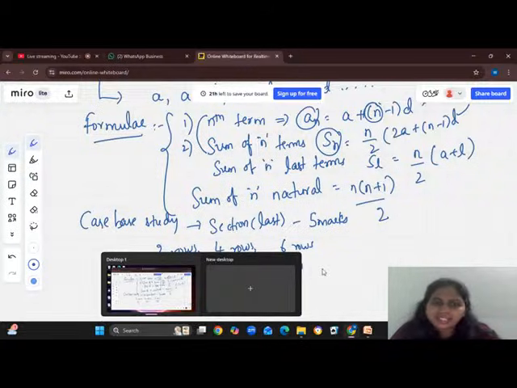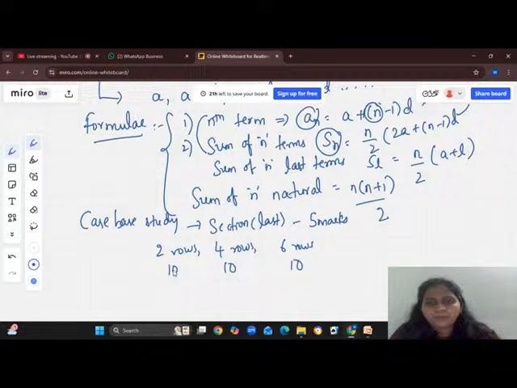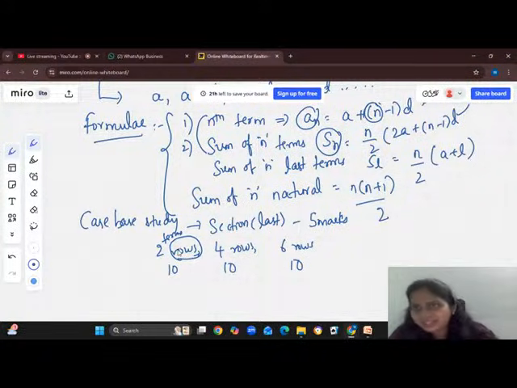They asked you to find the sum of the rows, and also the nth term. Simple. Here, in the place of rows, you have to write terms. They will just change the words. Every time they don't ask you first term, second term like this. They will just change the words.